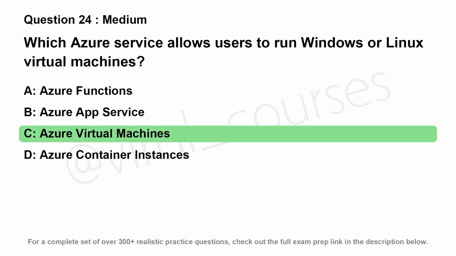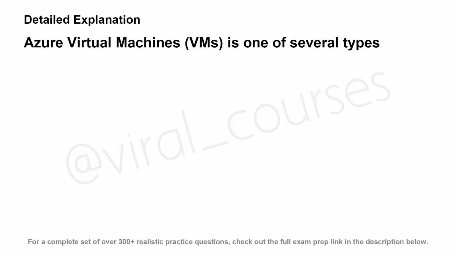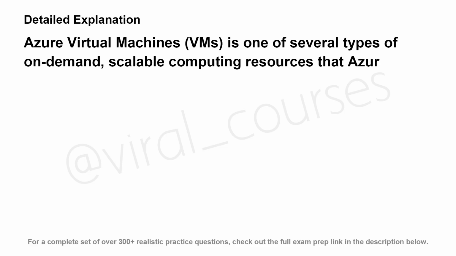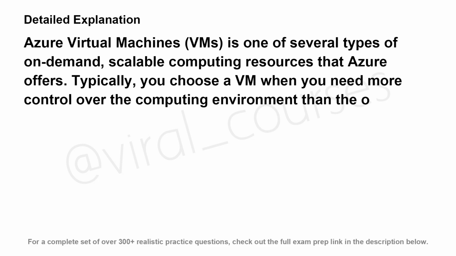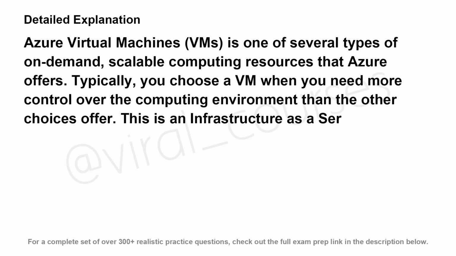The correct answer is C. Azure Virtual Machines, VMs, is one of several types of on-demand, scalable computing resources that Azure offers. Typically, you choose a VM when you need more control over the computing environment than the other choices offer. This is an infrastructure as a service, IaaS, offering.